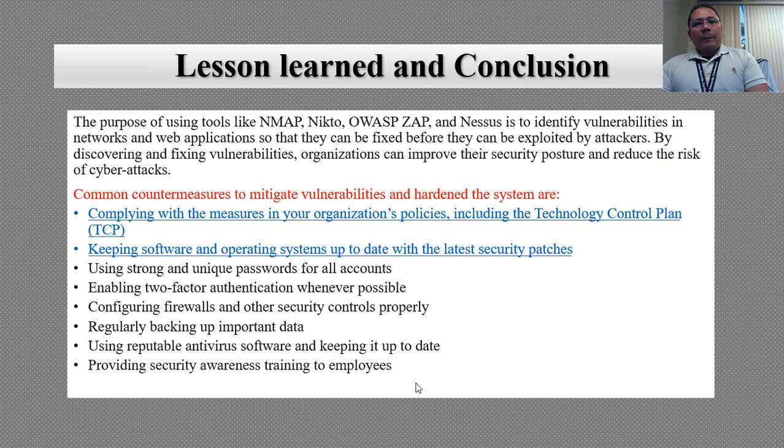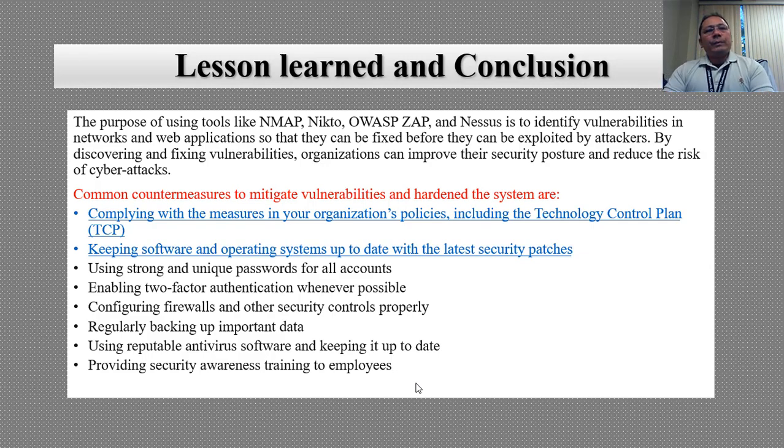On this slide, I present the lessons learned and conclusion of my experience in conducting the penetration testing using tools such as Nmap, Nikto, OWASP, and Nessus to identify the vulnerabilities in the network and the web application so that they can be fixed before they can be exploited by attackers.